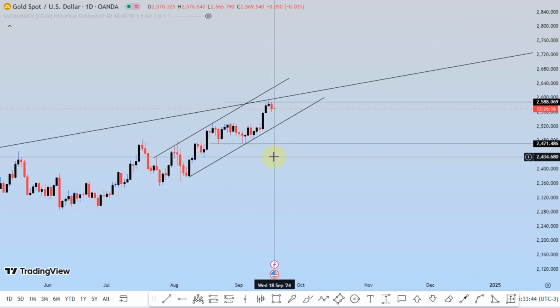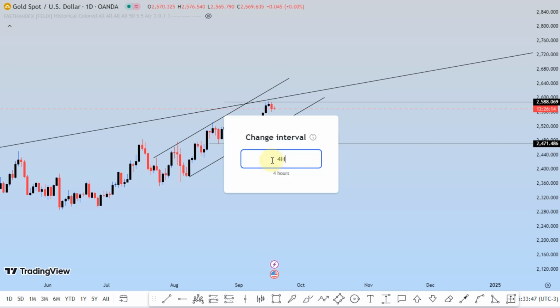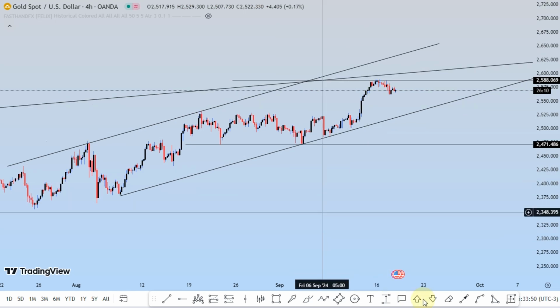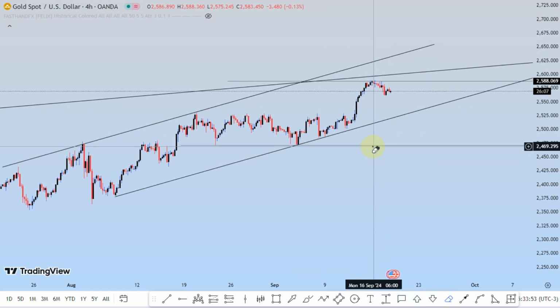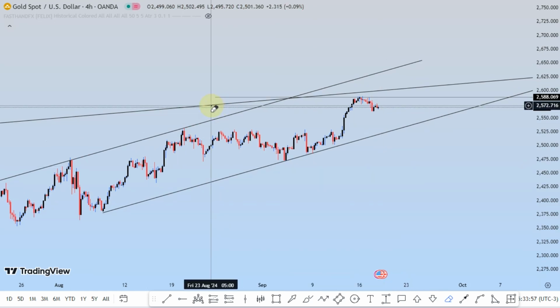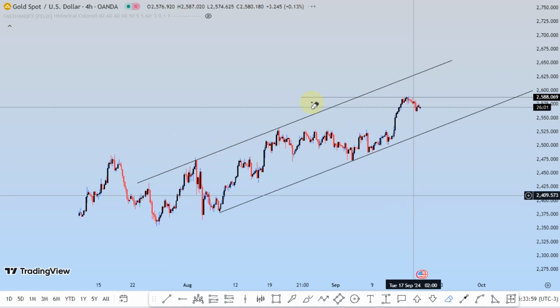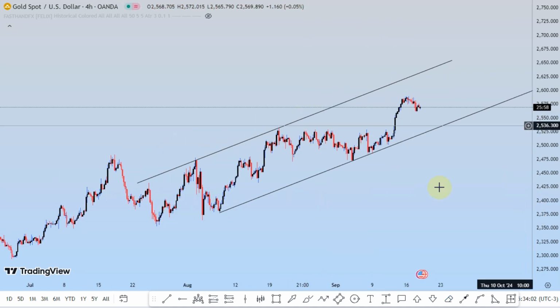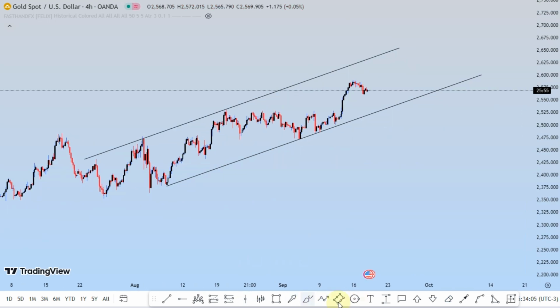This is still based on the daily, so let me hit the H4 right there. In fact, let me just remove this. We don't need it. So let's just concentrate on what we see and what we have. We have a fast touch right here.